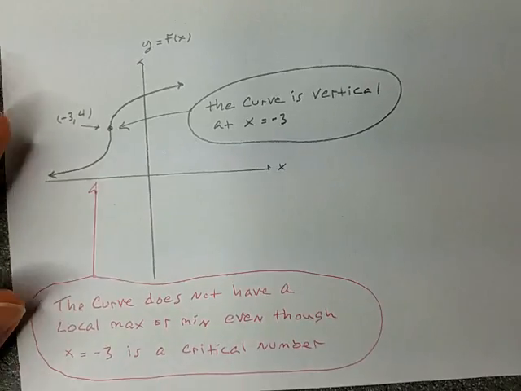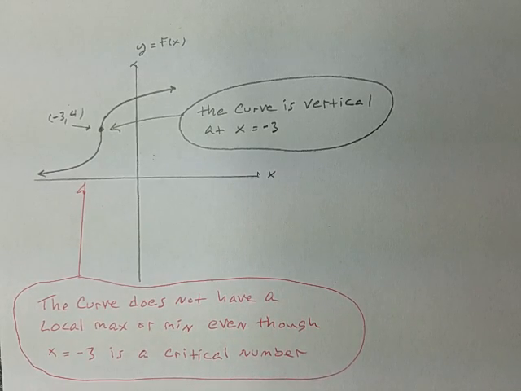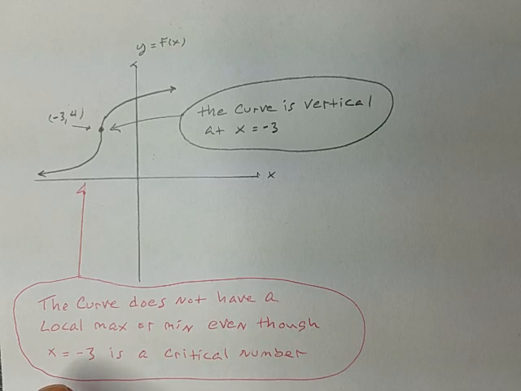Now look at the shape. Does it have a maximum or minimum? No, it doesn't have the right shape to have a max or min. The curve does not have a local max or min, despite the fact that there's a critical number at -3.